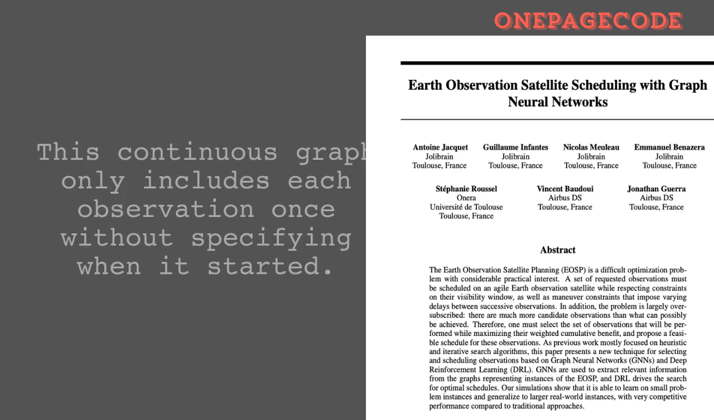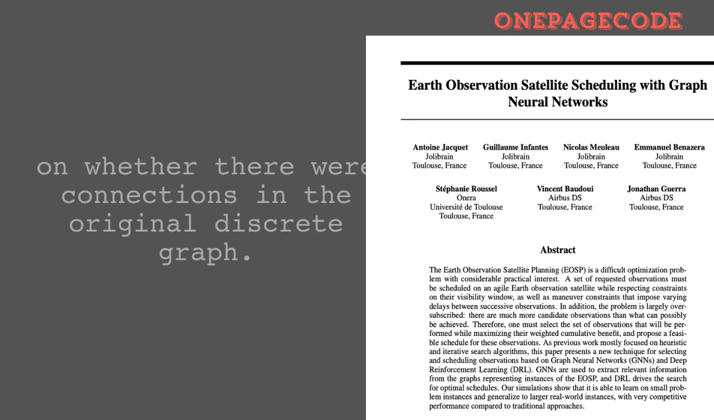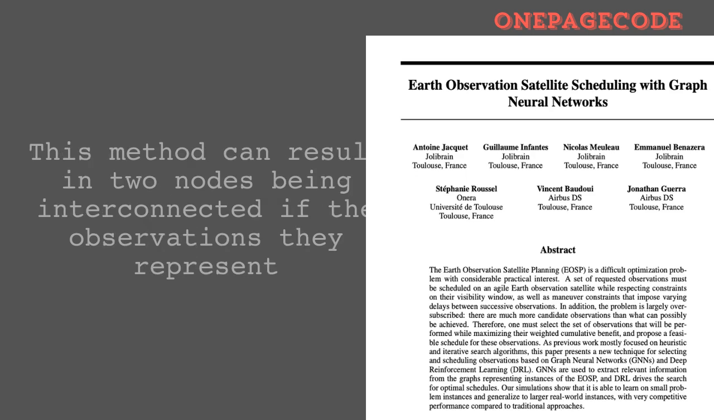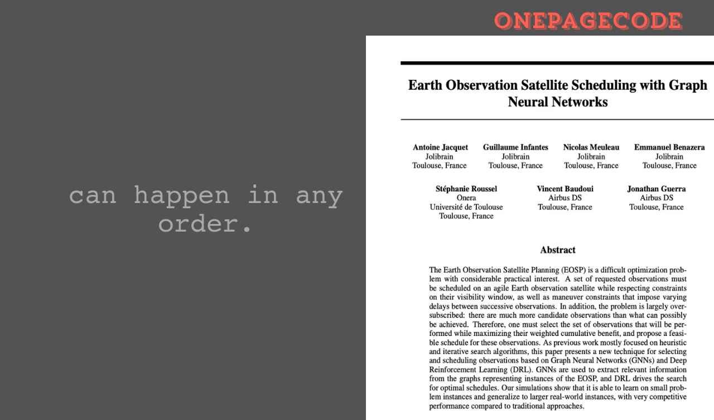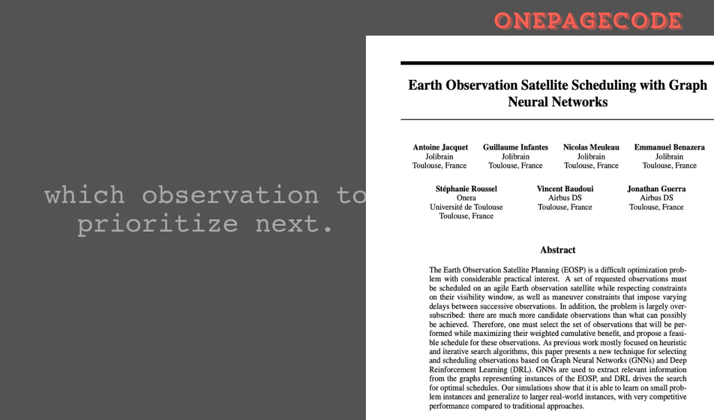This continuous graph only includes each observation once without specifying when it started. In this continuous graph, connections between nodes, representing observations, are based on whether there were connections in the original discrete graph. This method can result in two nodes being interconnected if the observations they represent can happen in any order. During each cycle of their algorithm, the system uses this compact continuous graph to decide which observation to prioritize next.